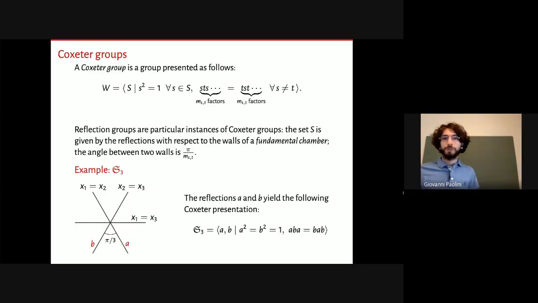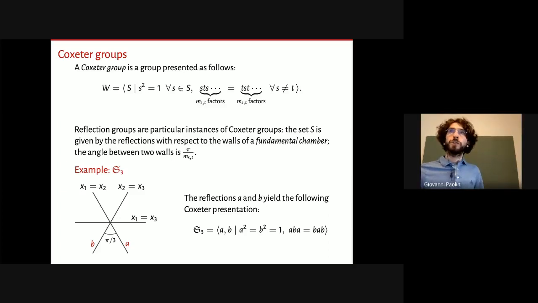Reflection groups are a particular instance of a larger class of interesting groups, which are called Coxeter groups. A Coxeter group is defined through its presentation. It is a group presented or generated by a finite set S of involutions. So there is the relation S squared equals 1. In addition to those relations, for every pair of generators, there can be a relation between the two generators, and the relation has this form here.